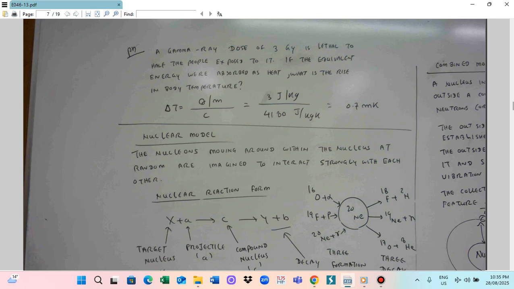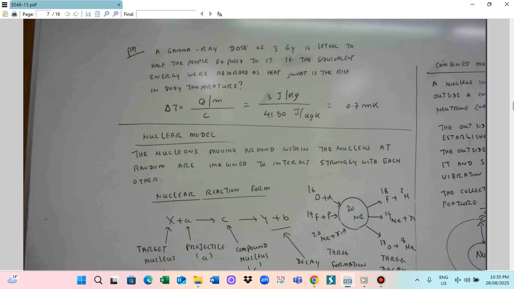It's the equivalent energy absorbed as heat, with a rise in the body's temperature. In this case, 3 Gy is 3 joules per kilogram, so we can calculate the body temperature change. Delta T is equal to Q divided by m times c, heat divided by mass times the specific heat capacity C. So this is the calorific value.